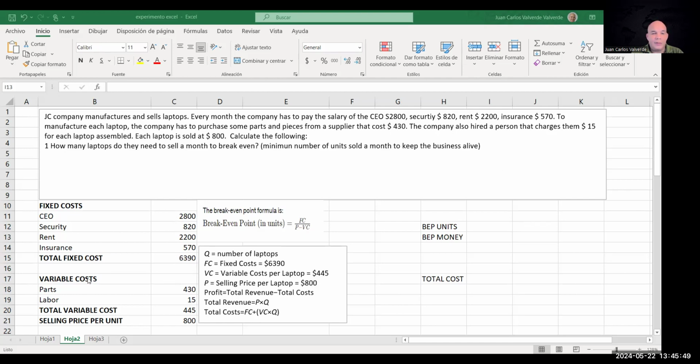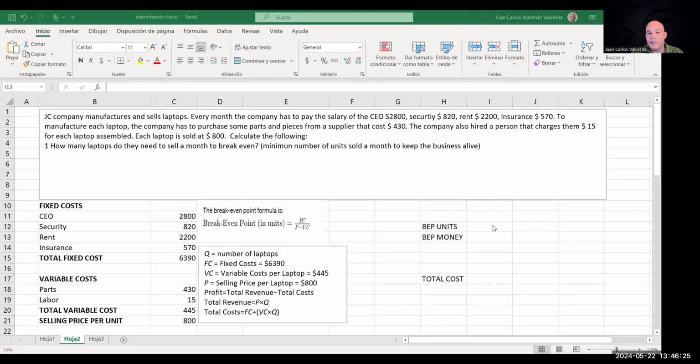Now, on the other hand, variable costs are different because they increase when production increases. The more laptops that you produce, the more that you have to spend on variable costs. And that is parts and labor. This is direct labor because this man charges you per laptop assembled, not every month, but per laptop. That's why labor here is not included in fixed cost. So I add them up and I got 445, and the selling price per unit is 800.